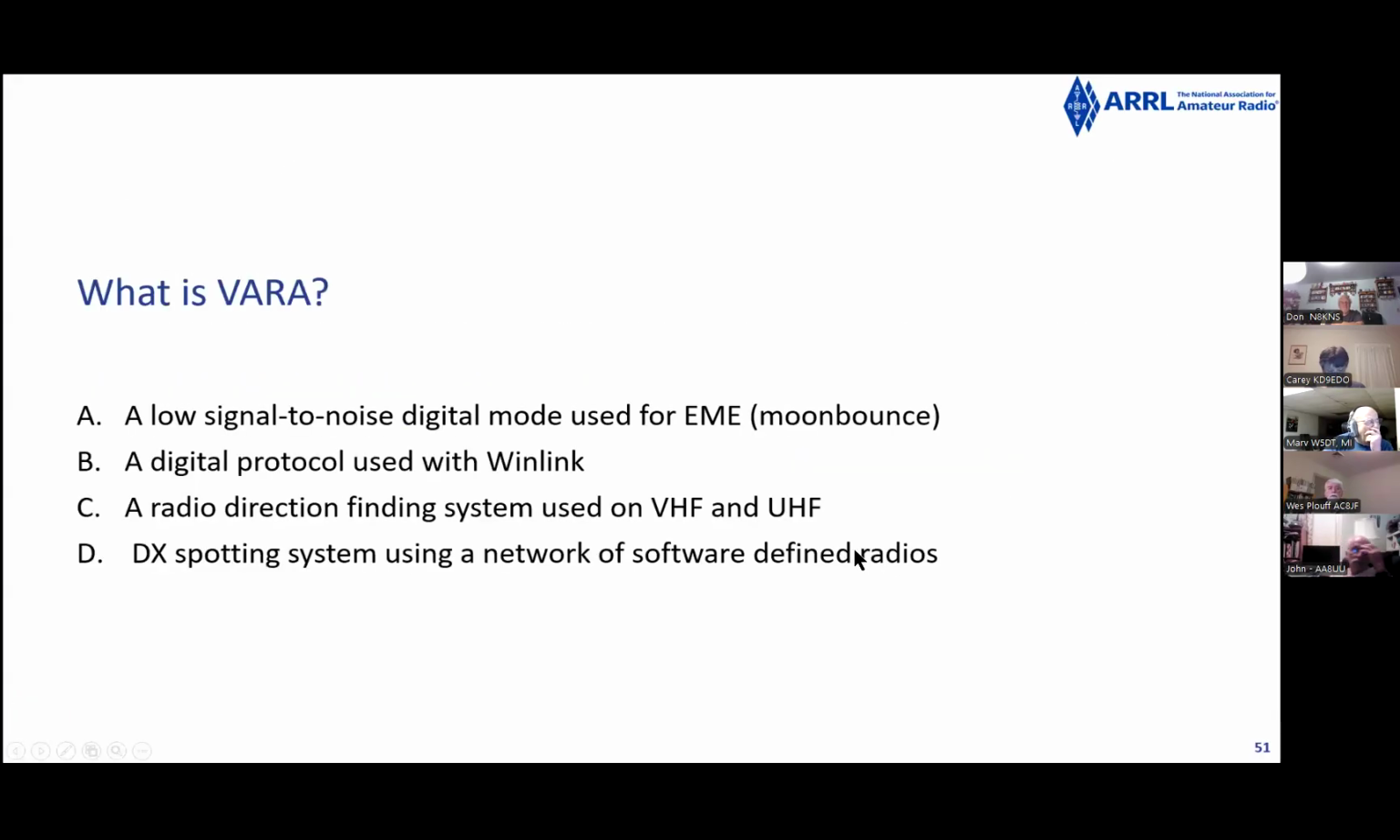So let's do some questions here. What is Vera? Is it A, a low signal to noise digital mode used for Earth-Moon-Earth communications, in other words, moon bounce; B, a digital protocol used with WinLink; C, a radio direction finding system; or D, a DX spotting system using a network of software-defined radios? I remember Karen said sailboats use it. Let me unlink. I was going to say B. Yeah, the answer is bravo, B. Yes, it's a digital protocol used with WinLink, and yeah, sailboat owners use it for email while they're on the high seas.